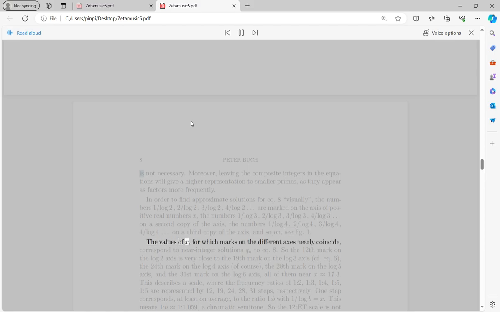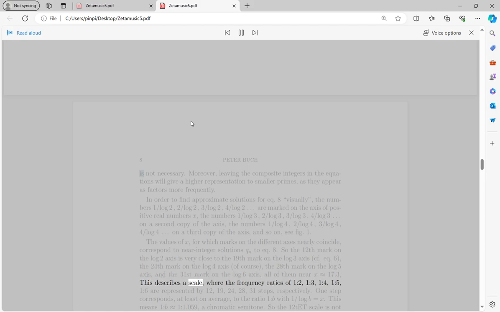The values of x for which marks on the different axes nearly coincide correspond to near integer solutions qn to EQ8. So the 12th mark on the log 2 axis is very close to the 19th mark on the log 3 axis, cf EQ6, the 24th mark on the log 4 axis, of course, the 28th mark on the log 5 axis, and the 31st mark on the log 6 axis. All of them near x is almost equal to 17.3.